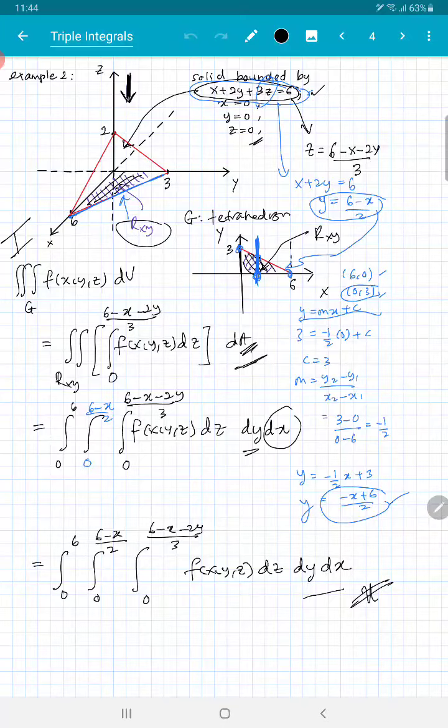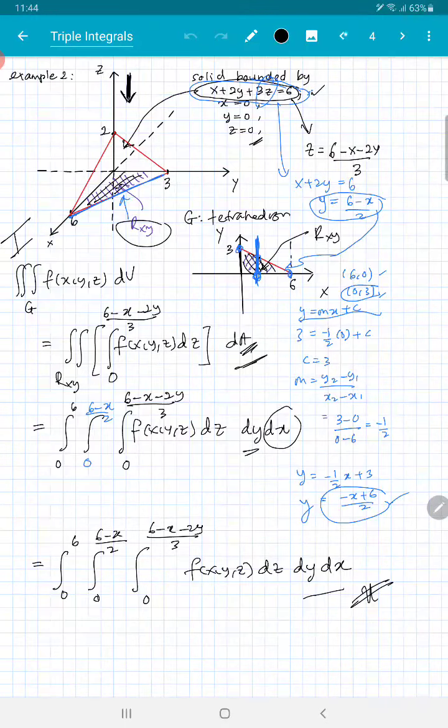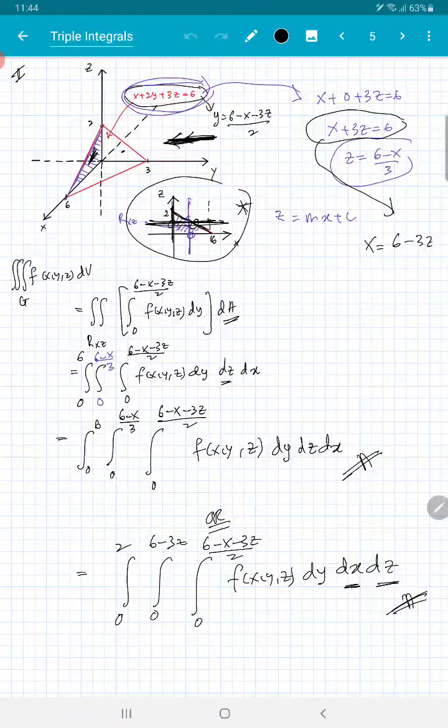I'm sorry I took a longer time to explain example 2, because this is the basic concept of finding the limits of x, y, and z, and also where you want to project your solid G onto. In this example, our solid is a tetrahedron, so you can project this onto the xy plane, yz plane, or xz plane. You have 3 choices there. So we have many iterated integrals for this. That's all for example 2. Thank you.